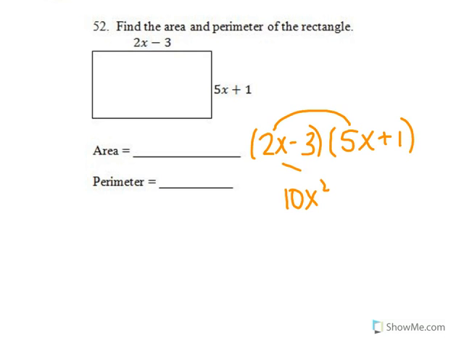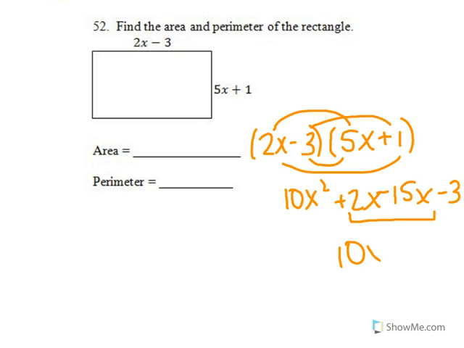10x² + 2x - 15x - 3. Combine my like terms in the middle here. 10x² - 13x - 3. And that is an expression for the area.